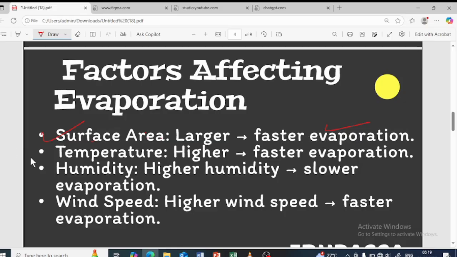Yes. And also when the temperature is higher, the evaporation is also faster. See, in the previous videos we have already discussed that when the temperature increases, the kinetic energy of the particles will increase, isn't it? So as soon as the kinetic energy increases, what happens? The particles convert into the vapor state easily, right? So the evaporation will take place at a faster rate.